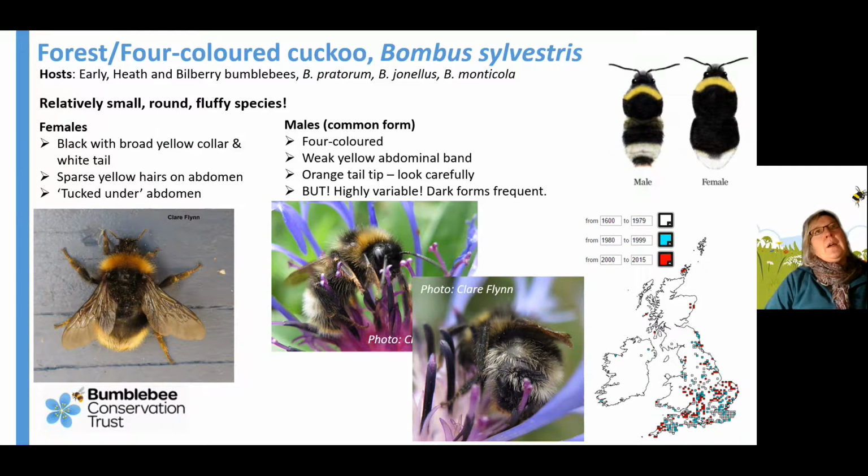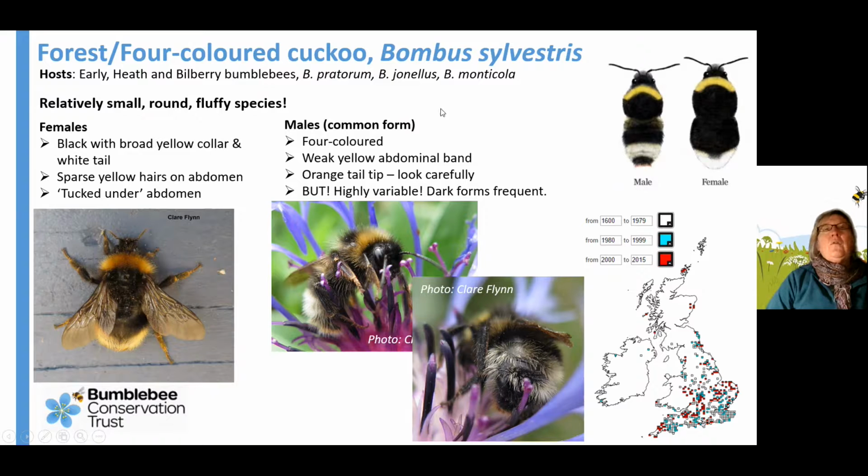Another name for sylvestris is the four-coloured cuckoo, and this is because of the colouring of the males. So looking at the diagram, they are predominantly black, but with a yellow collar. This is the common form, and then they have this white banding towards the tail end of the abdomen, and then a segment of black hairs followed by a very tip of orangey red hairs at the very end.